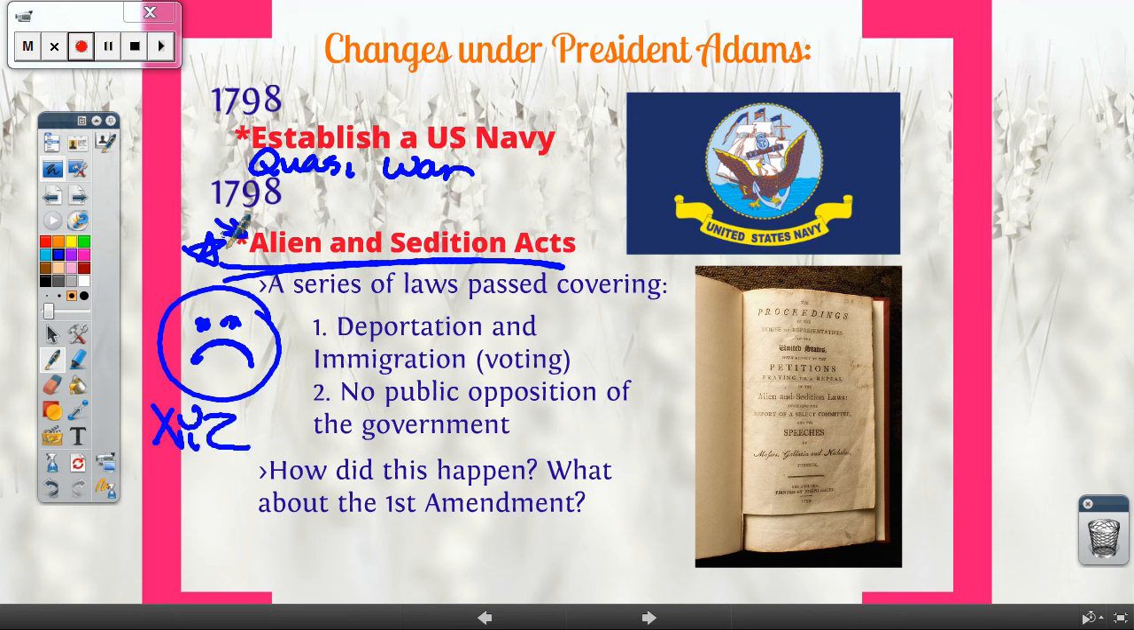Okay? The other thing that's responsible for this law being passed is Republicans, or to be more specific, Democratic-Republicans, right, start writing bad articles about John Adams in newspapers. Okay? So his opponents start slinging mud.